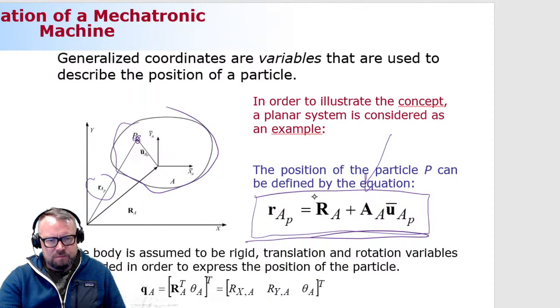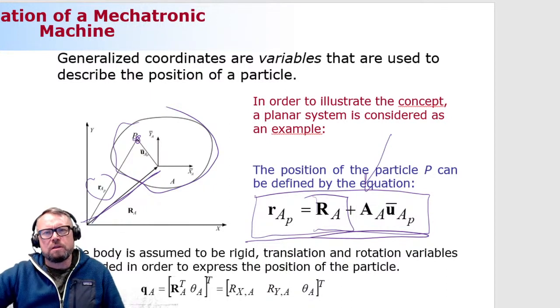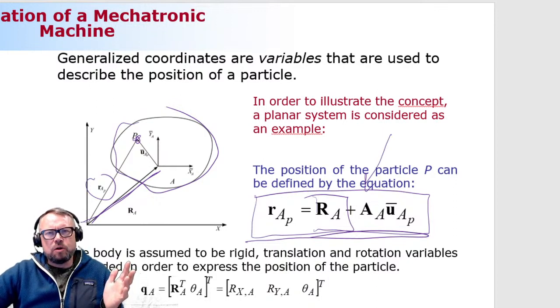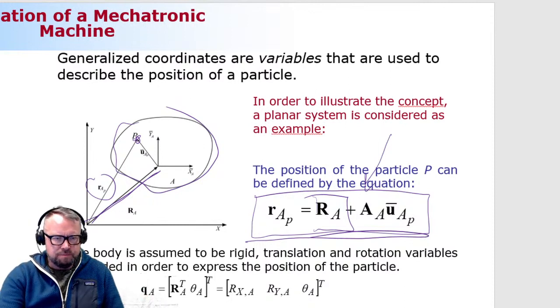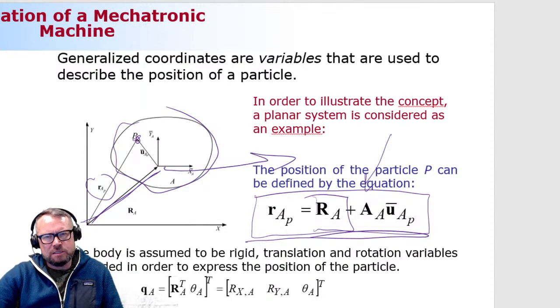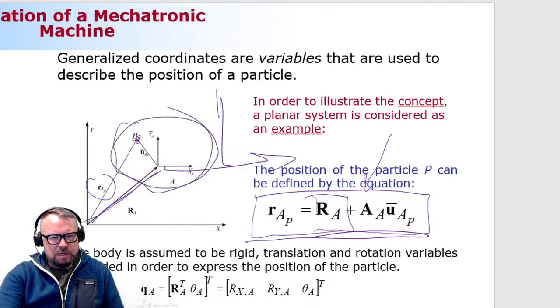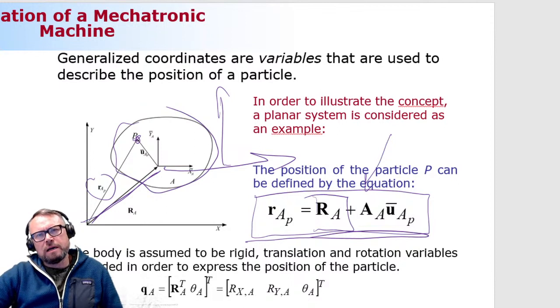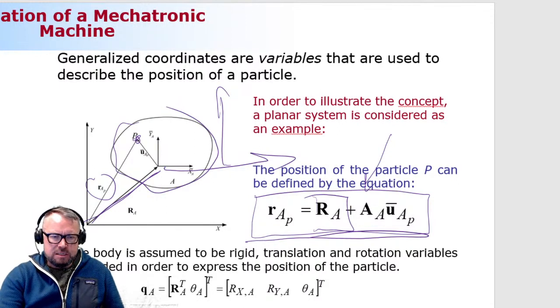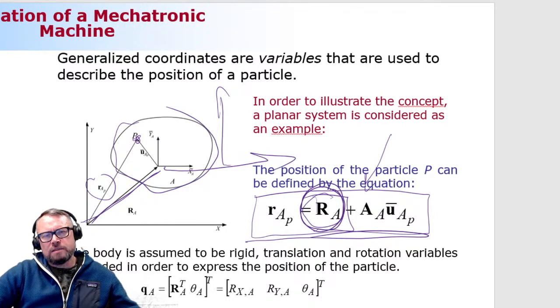First one is this one, R, which describes the translation of the body reference coordinate system. Can it change its numerical values because of the rotation or translation of the body? Yes, it can. If the body translates along the global coordinate axis X, its numerical values will change. And the same happens when it moves along the global Y coordinate axis. So obviously, this vector here is part of the generalized coordinates.